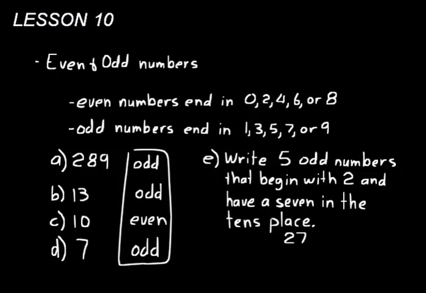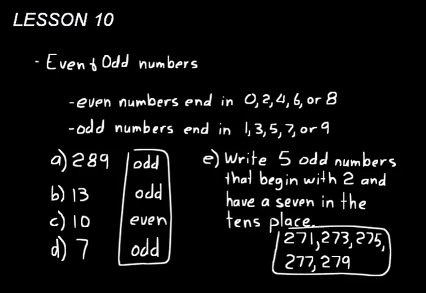So 271, 273, 275, 277, and 279. Those would be the 5 odd numbers that begin with 2, have a 7 in the tens place. And there's only 5 odd numbers that fit that description, right? And those are the 5 that are there.